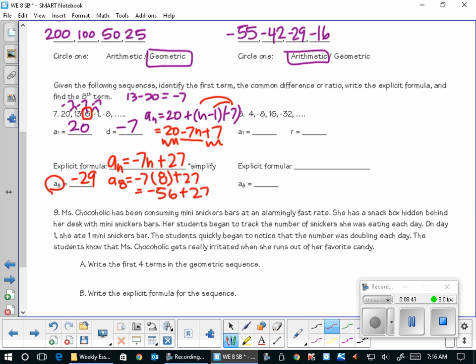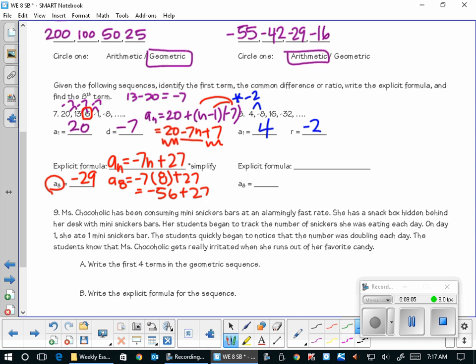All right, then over here, your first term is 4, and then it already tells us a common ratio, so this must be geometric. Negative 8 divided by 4 is negative 2, so we're multiplying by negative 2, and it looks like negative 8 times negative 2 is 16, times negative 2 is negative 32. So your common ratio is negative 2.